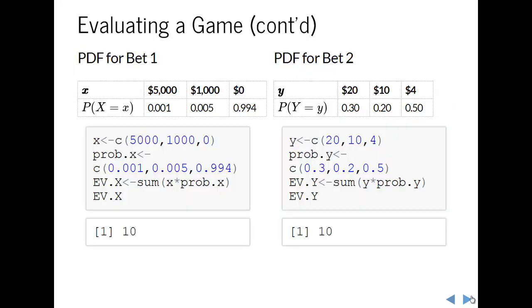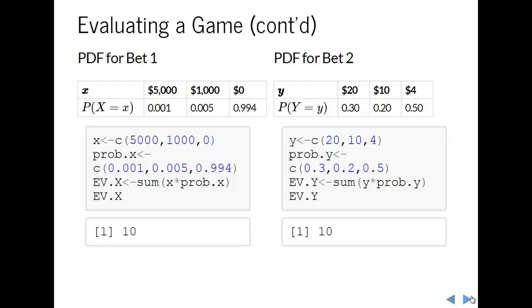Here are the PDFs for the 2 different bets. Recall from the last set of slides that PDF stands for Probability Distribution Function. So this was just a way that we organized the possible values that a random variable could assume along with their corresponding probabilities.